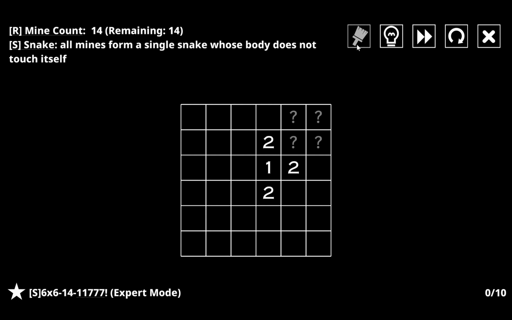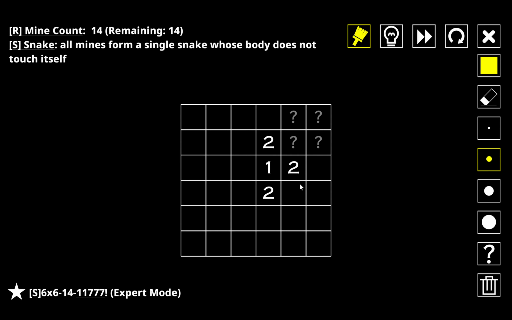Yep, there we go. Something else we can now notice with this is that this configuration of mines is not allowed because it does not form a proper snake, so this one must always be a mine. There we are.